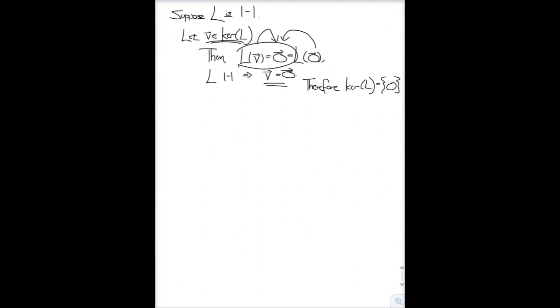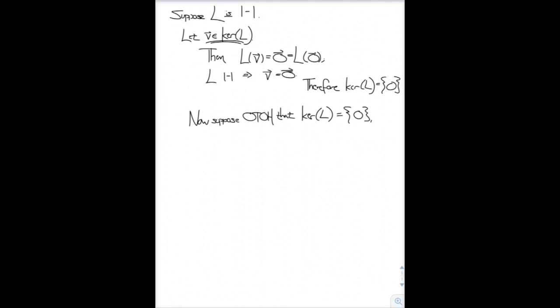And therefore, what have we shown? We started with the assumption that V was in the kernel, and we showed that V must be equal to 0. And therefore, 0 is the only thing that can be in the kernel. That is, we have shown that the kernel must be the trivial or 0 subspace. So if L is one-to-one, it must be the case that the kernel of L is equal to 0.